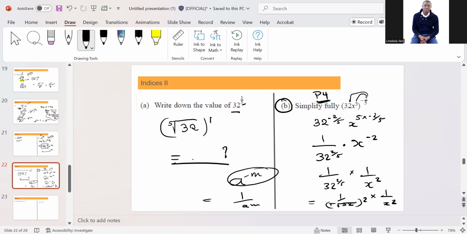The ones that you'll find in paper 4 are the ones we can't compute without a calculator. In paper 2, they will give you one that you can compute with a calculator, because you need to know certain roots already.